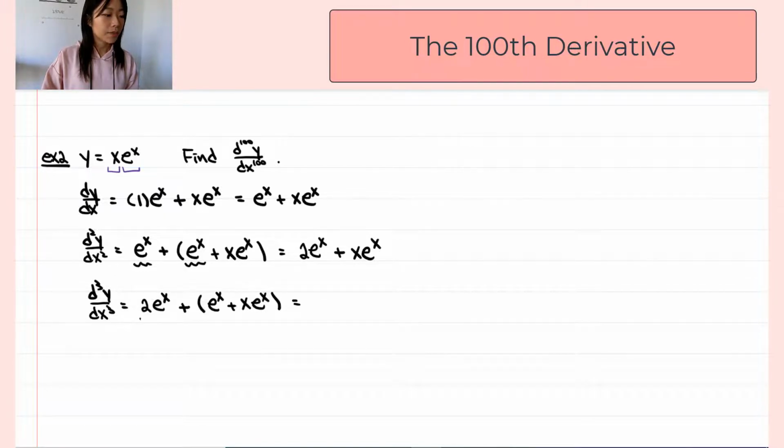And again, we can combine this with the second term. So the third derivative is 3 times e to the power of x plus x times e to the power of x. Now can you see the pattern? Let's write down the nth derivative.